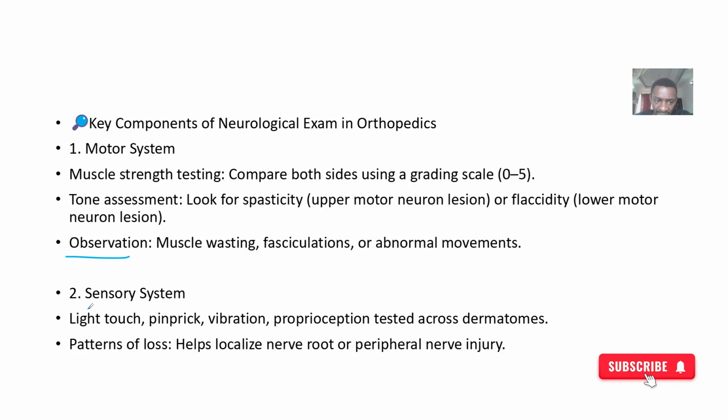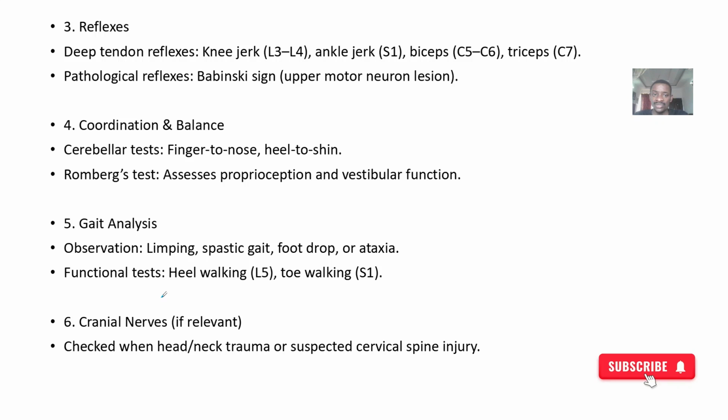Then the sensory system, where you are trying to look at if the person is able to feel touch, if they're able to feel pain, and the rest of it. That can help you know the nerve that is affected. You are trying to elicit all those reflexes and look at if there's a Babinski sign, that's an abnormal plantar reflex, right? Then coordination and balance: finger to nose test, heel to shin test, all those tests. The gait analysis, all right? Then cranial nerves, trying to also examine them. So that's what we got for this.